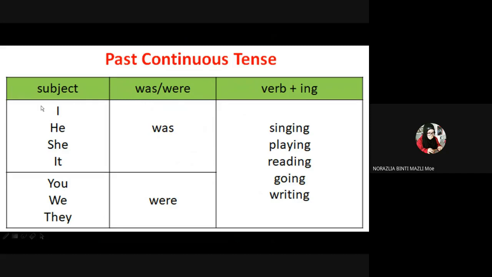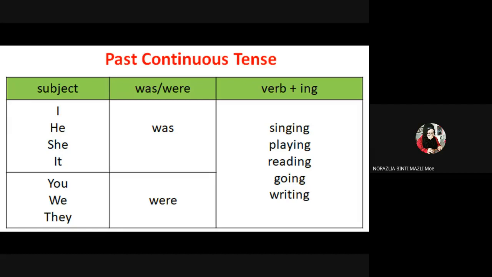So for singular subject, yang one subject only, I, he, she and it, we use was. Okay? And then verb plus ing lah. Okay, for example, singing, playing like that. But for plural subject, like you, we, they, we use were plus verb plus ing. So for example, you were going. But you is single then. You is singular, but then you have to understand, I dengan you special.